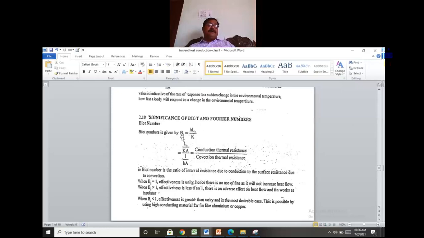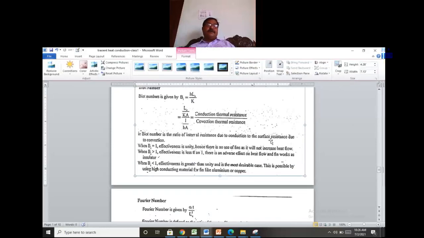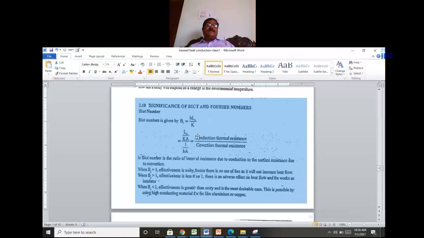Significance of Biot number. Biot number is given by Bi is equal to h LC by k, where LC is the characteristic length. LC by k is the conduction thermal resistance, and 1 by hA is the convection thermal resistance. Means conduction resistance divided by convection resistance. The Biot number is the ratio of the internal resistance due to conduction to the surface resistance due to convection.